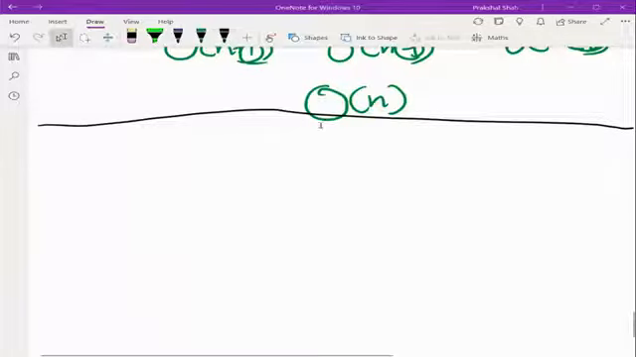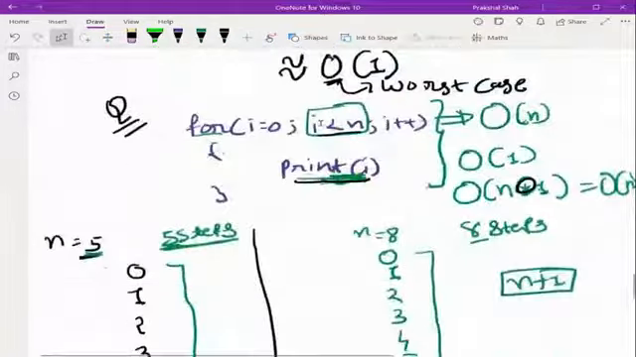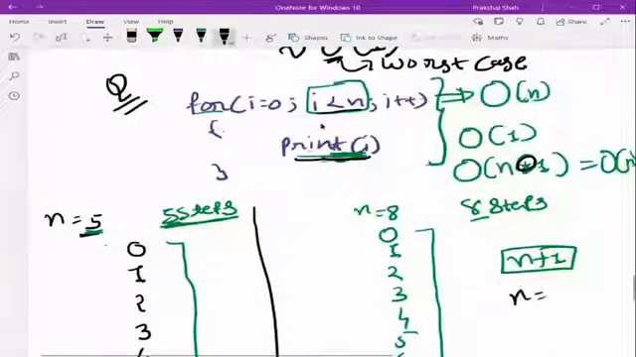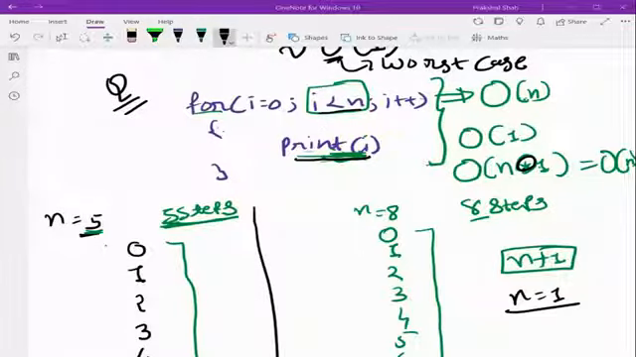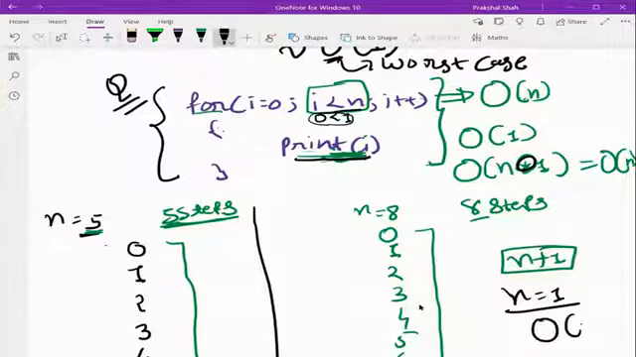So see here, if I take n equals to one, then how many steps will it perform? If I take n equals to one here, how many steps will it perform? Vishal, how come it's zero? One step, because zero is less than one. Only one step it will perform, right? So can I say it will be order of one if my n is one?